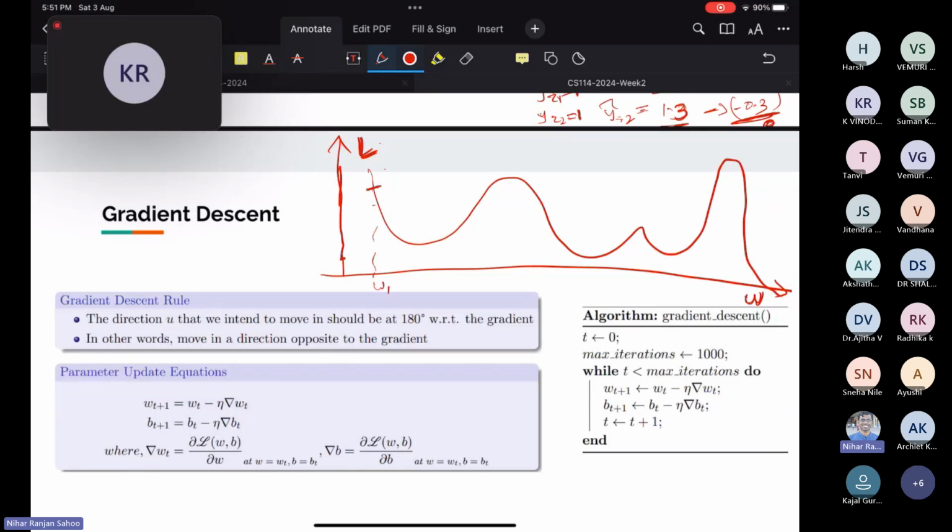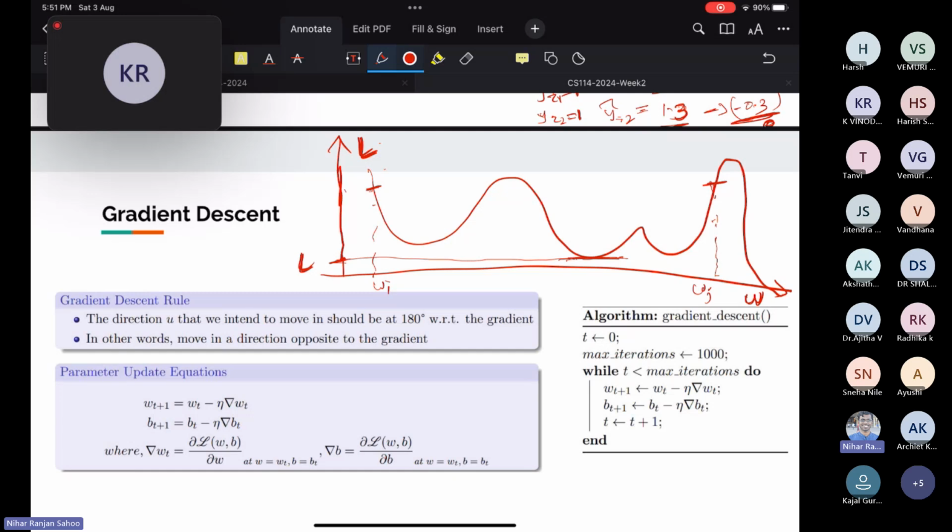Or let's say we started with some W value here. So let's say that is WJ, WI, this is WZ. We can start with any of these W's. The range is very diverse. But our target is, let's say this is the global minimum. Our target is to reach here. So you can see here, the loss is the minimum loss. This loss we want to achieve.